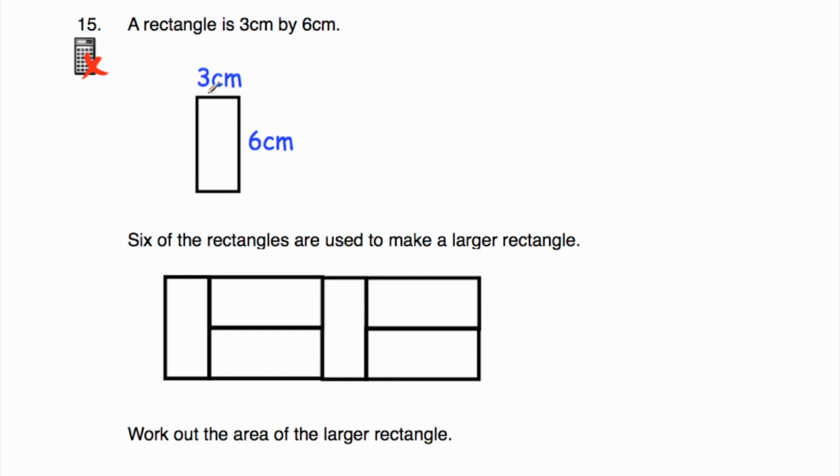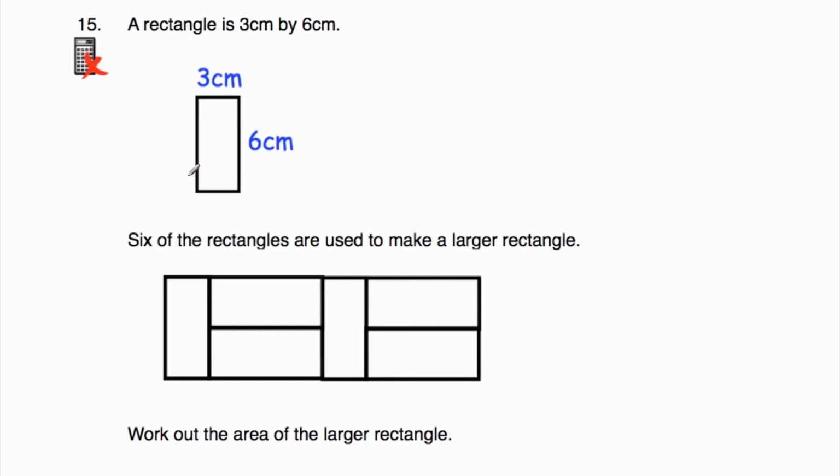One approach would be to get the area of the smaller rectangle, so do 3 times 6, which is equal to 18 centimeters squared. And then because there's 6 of them that have been put together, you could just do 6 times 18, and that will give you the area of the whole larger rectangle. So that would be one approach, which would be fine. Also, we could just get the dimensions of the larger rectangle and then find its area.